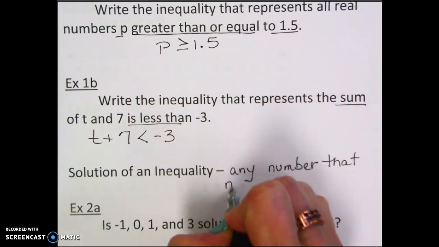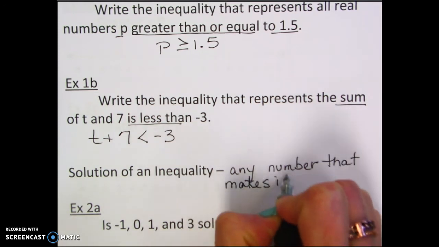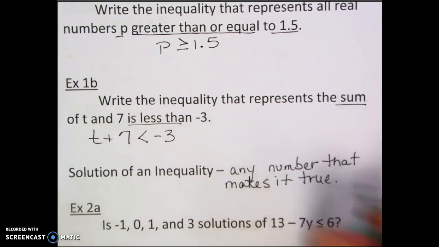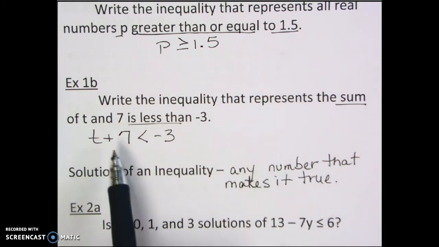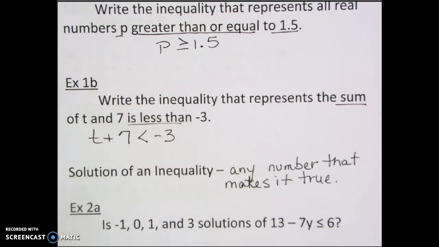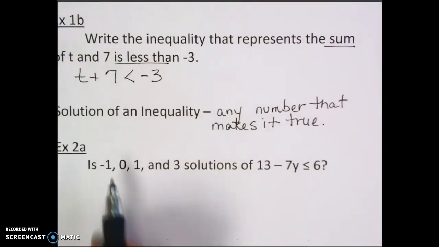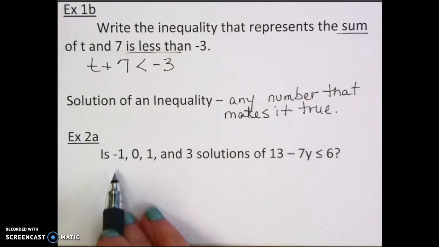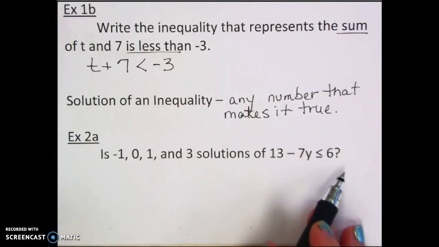So the solution of an inequality would be any number that makes it true. Any number that's going to work in there for t that would make this inequality true, or any number up here that would work for p that would make that inequality true. So they're going to give us some choices. Is -1, 0, 1, and 3 solutions to this inequality?